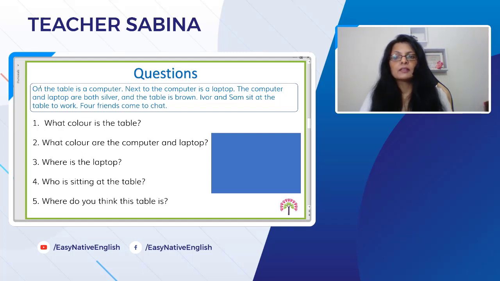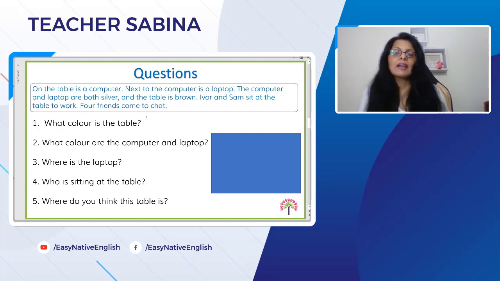Okay, right, let's have another read of this. On the table is a computer. Next to the computer is a laptop. The computer and laptop are both silver. And the table is brown. Ivor and Sam sit at the table to work. 4 friends come to chat.